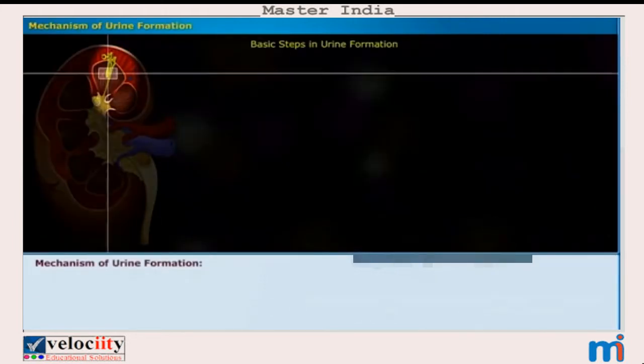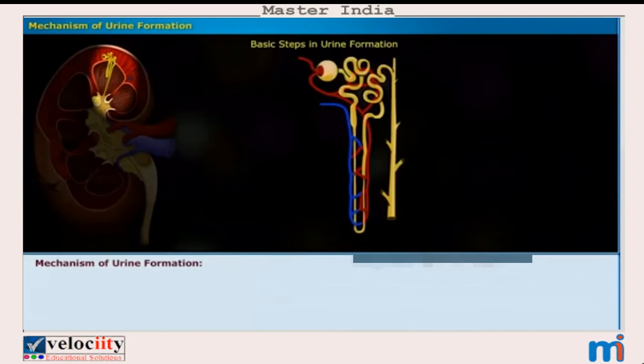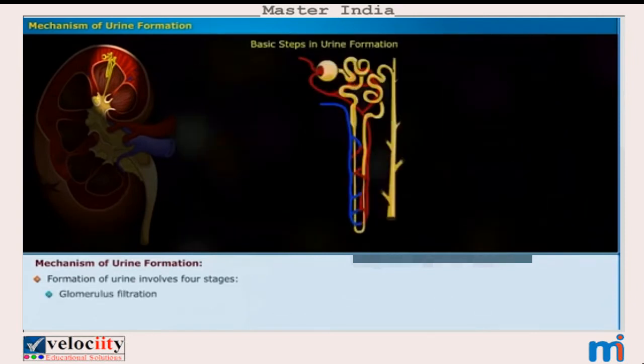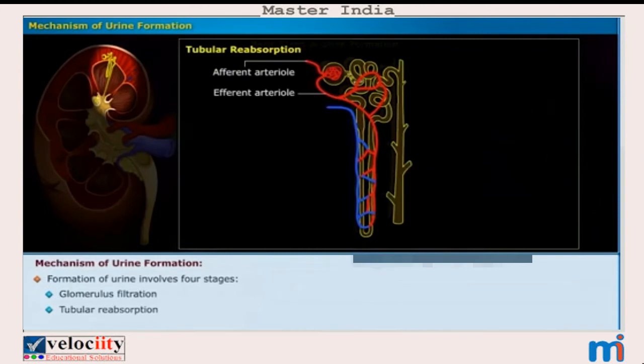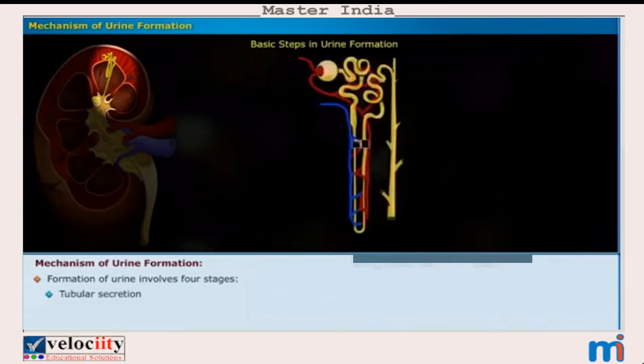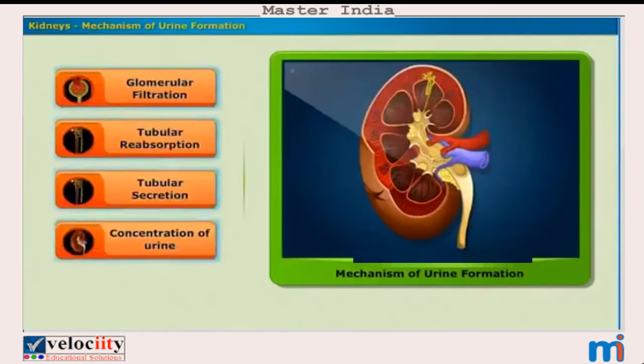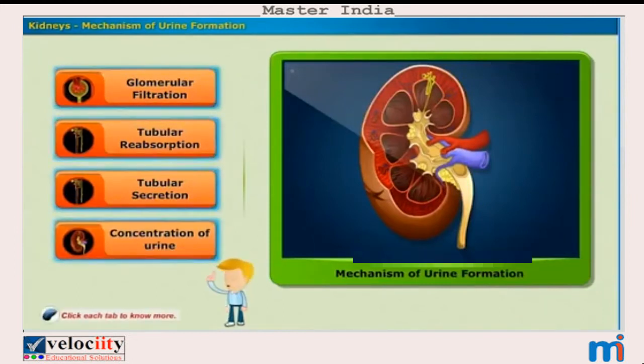Now, let us study the mechanism involved in the formation of urine. Formation of urine involves 4 stages: glomerular filtration, tubular reabsorption, tubular secretion, excretion, and concentration of urine. Click each tab to know more.